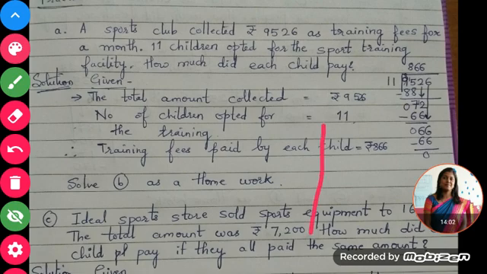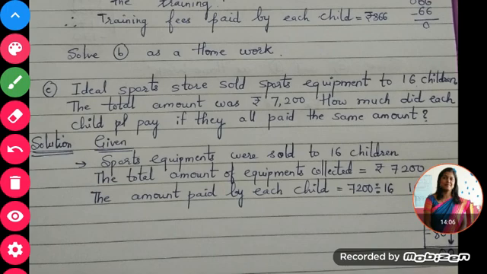If you see the C part here, C question: Ideal Sports Store sold sports equipment to 16 children. The total amount was 7,200. How much did each child pay, if they have all paid the same amount? The total amount we already know is 7,200, and the number of children who paid this amount is 16.